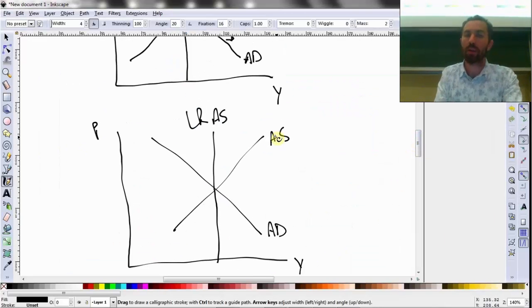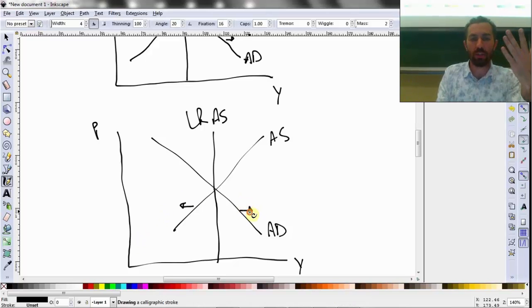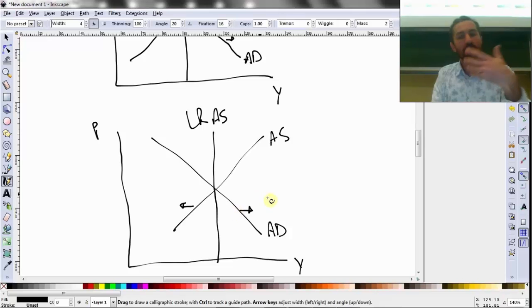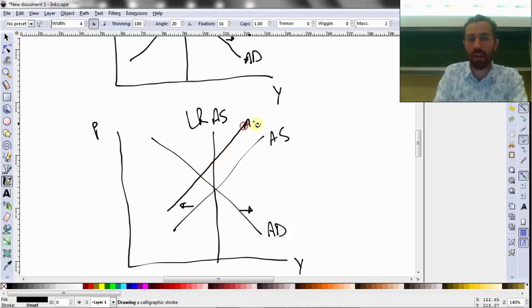So remember, aggregate supply is going to shift to the left because employees expect prices to rise. They expect aggregate demand to shift to the right. They expect it to shift by some amount, so they shift their aggregate supply to the left. In other words, they expect prices to increase to this level. Okay? But in fact, aggregate demand shifts further than they expected.